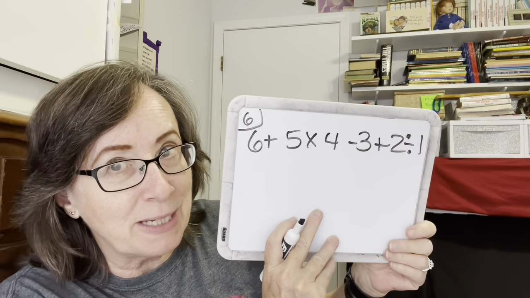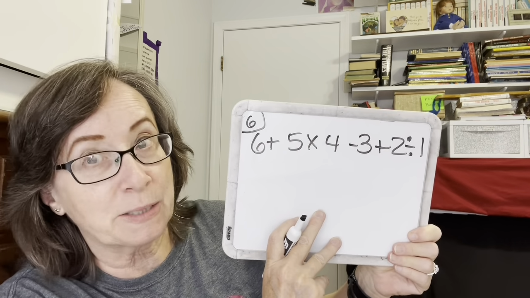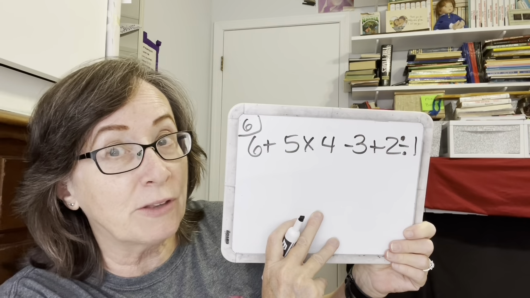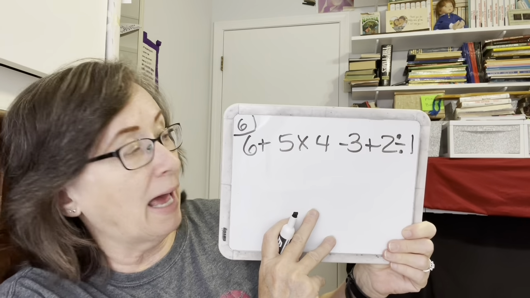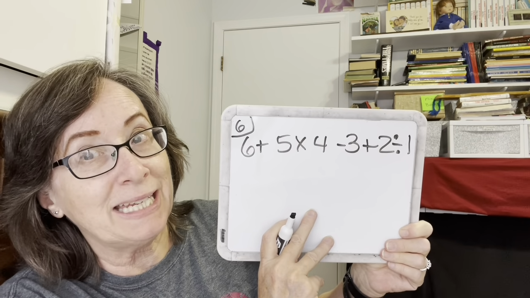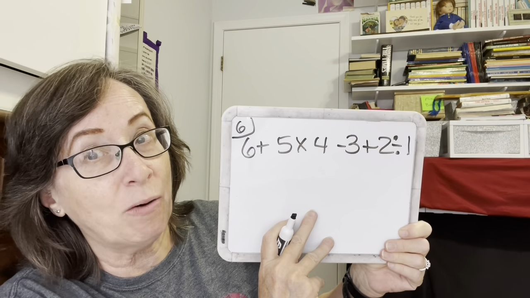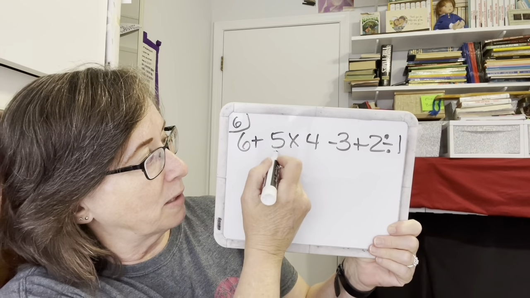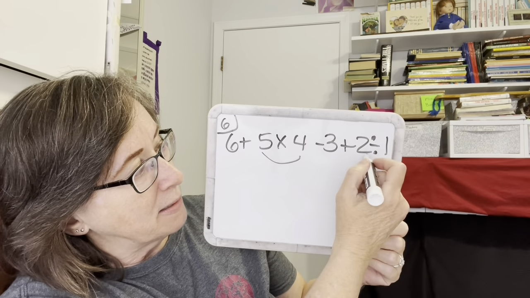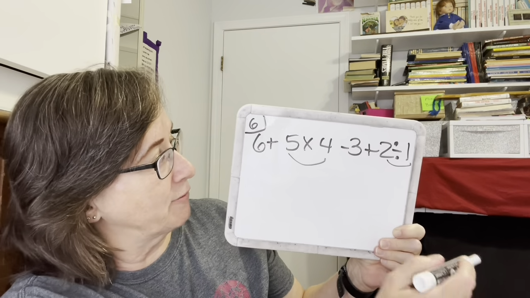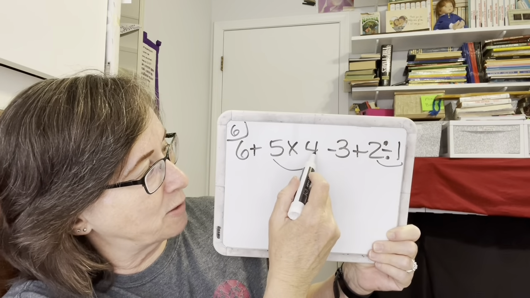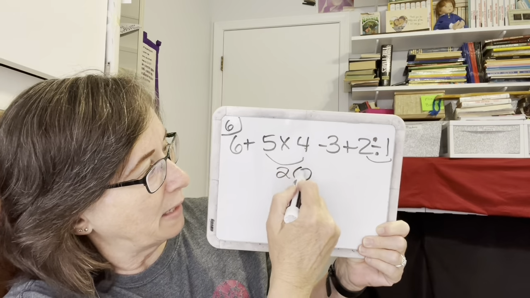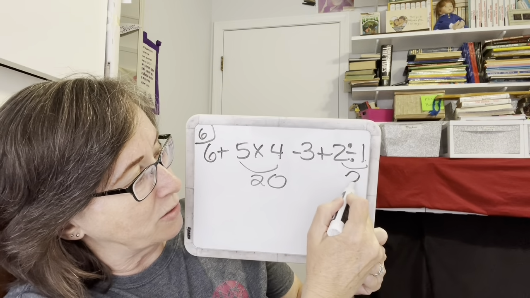I don't have any parentheses, brackets, braces, absolute value. All of those are grouping symbols. I do not have any powers or exponents. So I'm going to jump right into multiplication and division as we see them left to right. 5 times 4 is 20. 2 divided by 1 is 2.